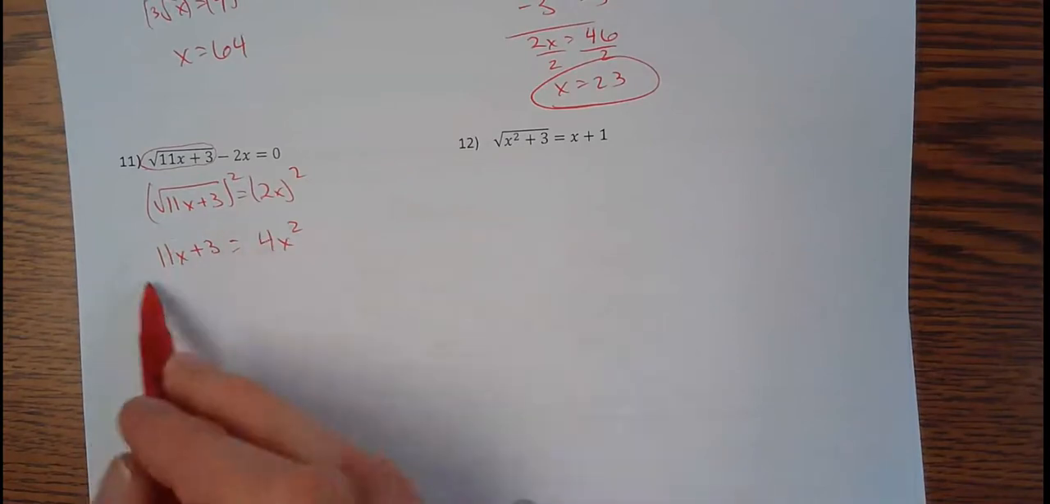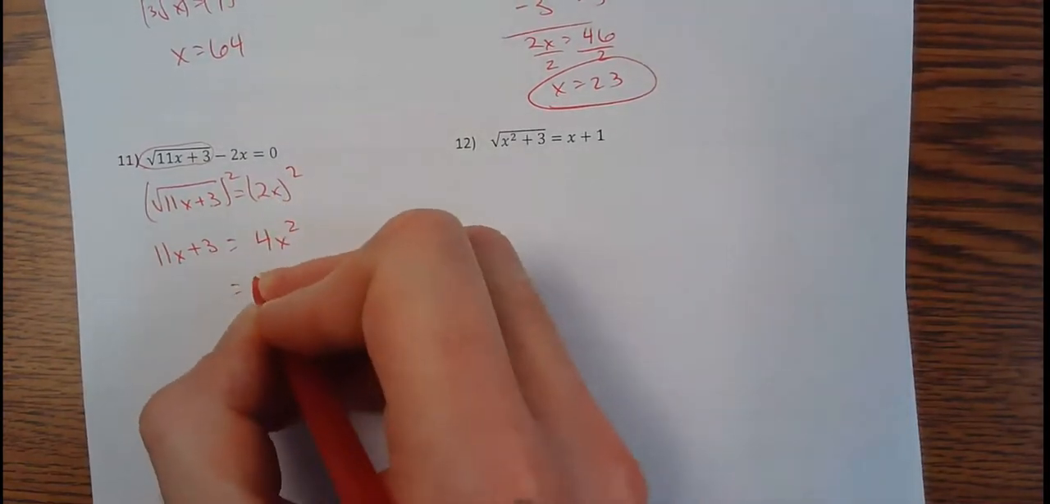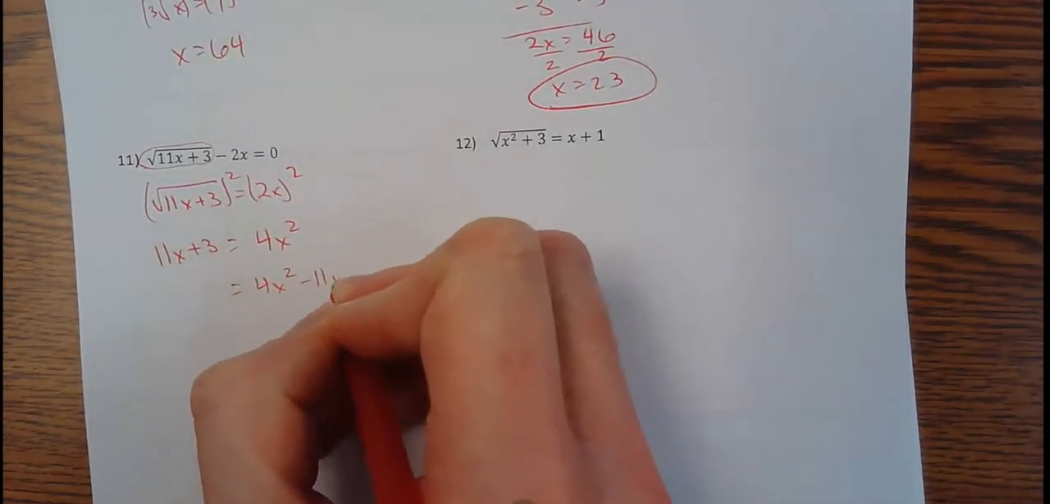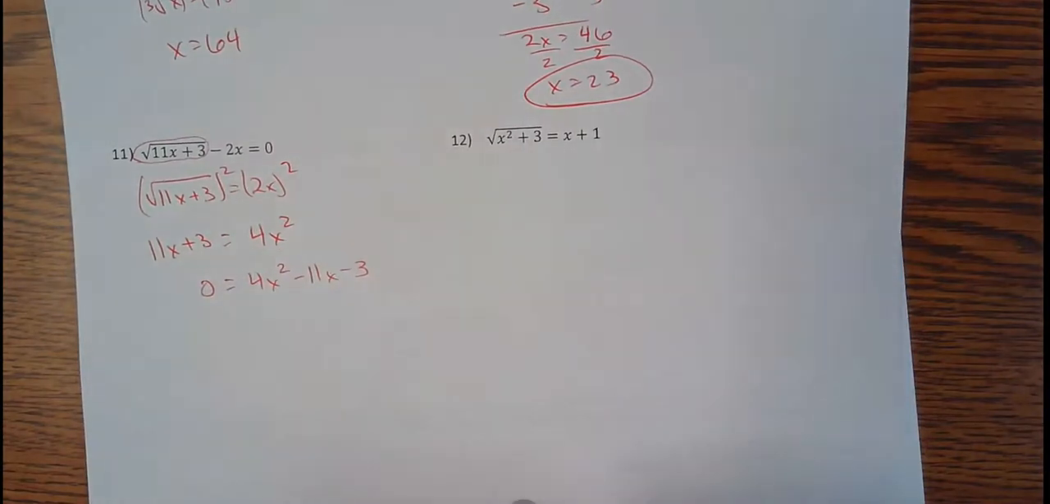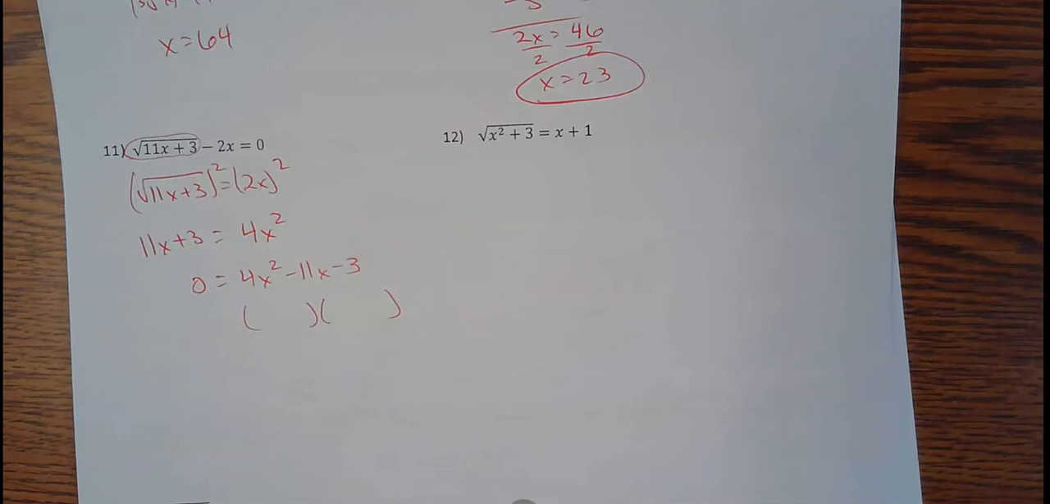Now it looks like I got a quadratic setting up here. I got x squareds and x's. Get everything to one side. So 4x squared minus 11x minus 3 equals 0. Okay, this one's a little bit more difficult, and if you don't like factoring, you could use the quadratic formula here if you'd like, just to speed things up a little bit.